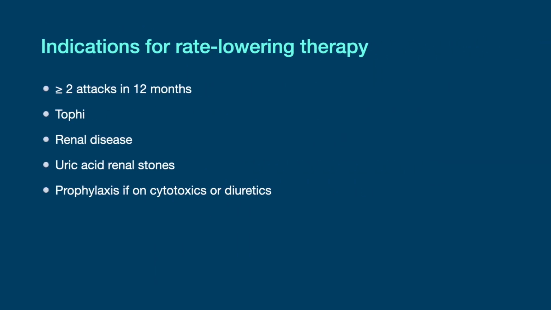The British Society of Rheumatology guidelines now advocate offering urate-lowering therapy to all patients after their first attack of gout. Urate-lowering therapy is particularly recommended if there are 2 or more attacks in 12 months, if there is presence of tophi, in renal disease patients, those with uric acid renal stones, and as prophylaxis if patients are on cytotoxics or diuretics.